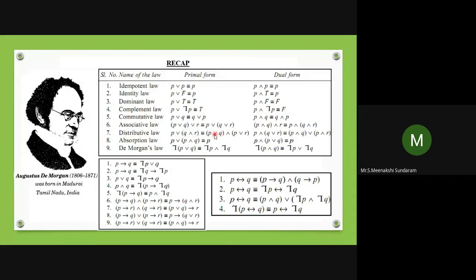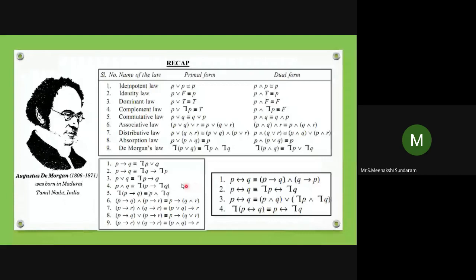Here are the logical equivalences for the conditional statement. P implies Q, or P conditional Q, is negation P disjunction Q. That is the name of the formula, conditional as disjunction. Most of the problems use this formula. P implies Q is logically equivalent to negation P disjunction Q. And P implies Q equals negation Q implies negation P, which is the contrapositive.